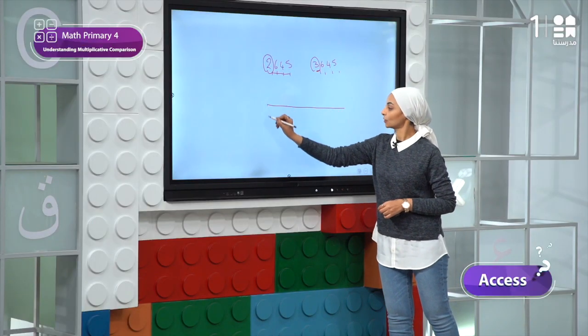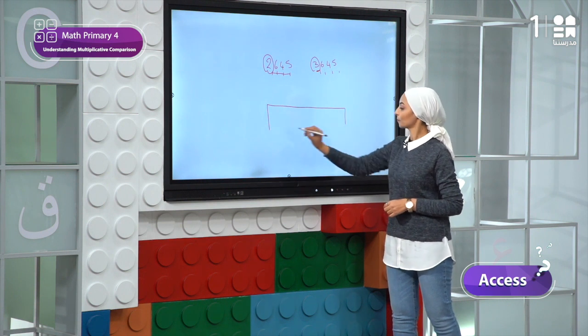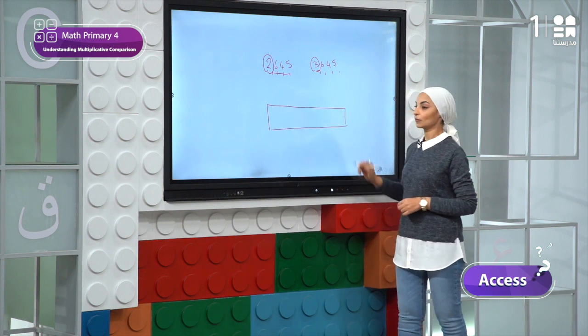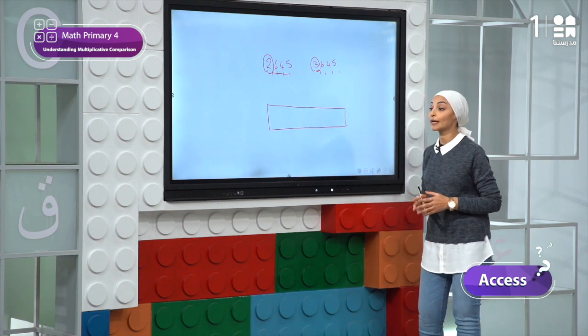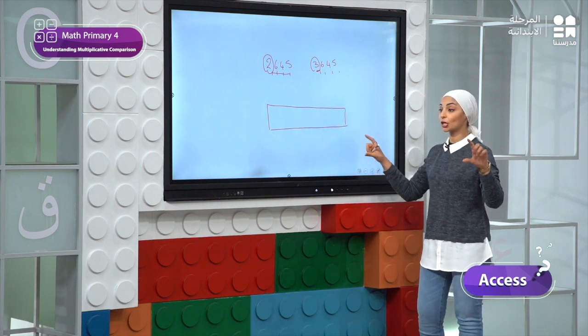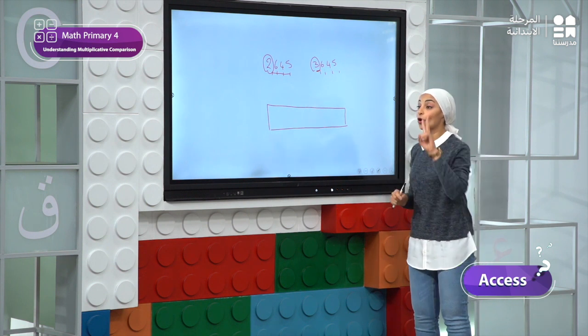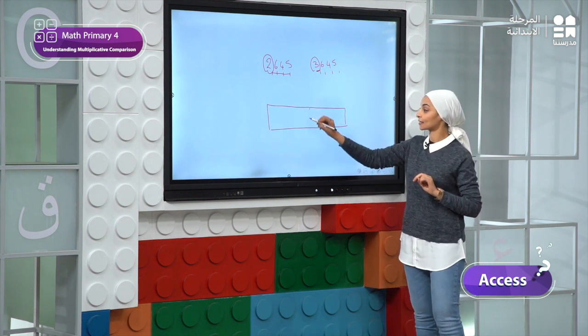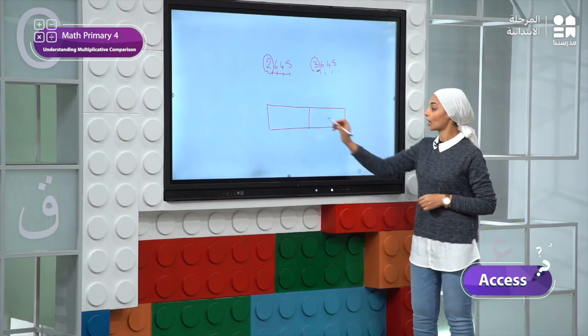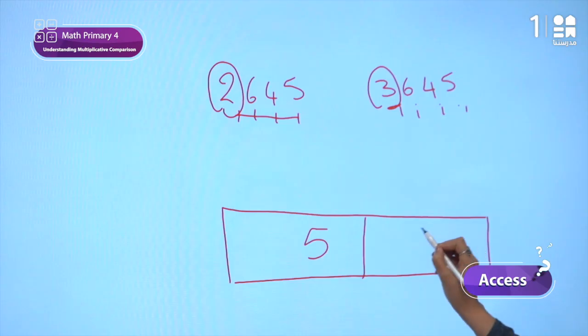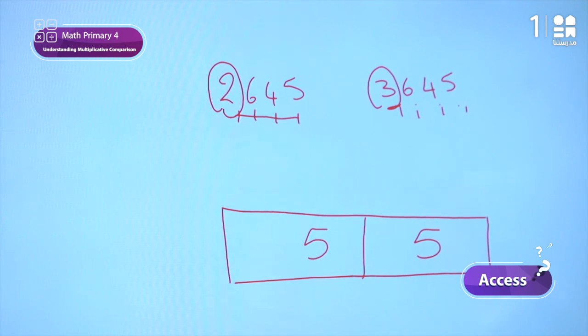Here I have model. Like you see here, the model I have drawn here is for a tape. هو ده التيب اللي أنا هشرح عليه. It consists of 2 equal rectangles. زي ما احنا شايفين كده, I have 2 equal rectangles. Each rectangle I will write 5. يعني 5 here وكمان 5 here. So 5 is written 2 times.